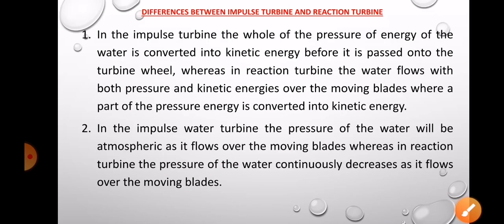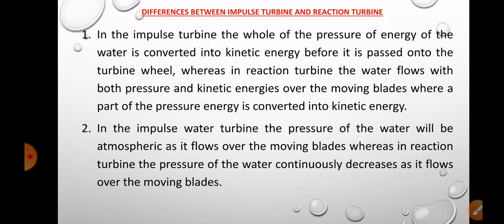Now, coming to the last part of our discussion, we need to understand what are the differences between impulse turbine and reaction turbine. Now, in an impulse turbine, the whole of pressure energy is converted into kinetic energy. That is, the potential energy is converted into kinetic energy. Whereas in a reaction turbine, it is a combination of both. You have both pressure energy as well as kinetic energy as the water moves over the moving blades.